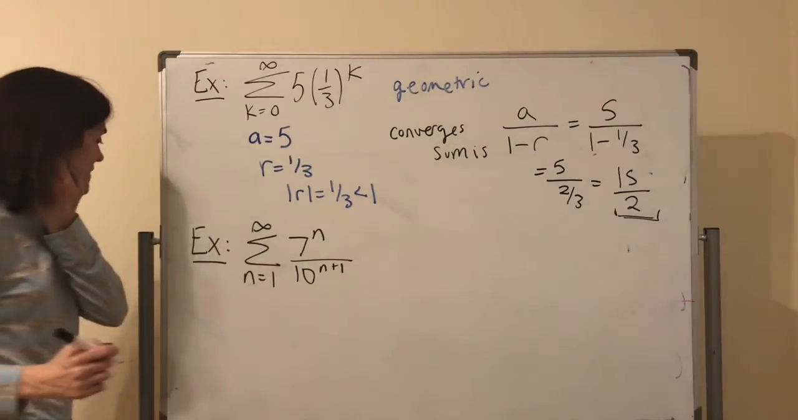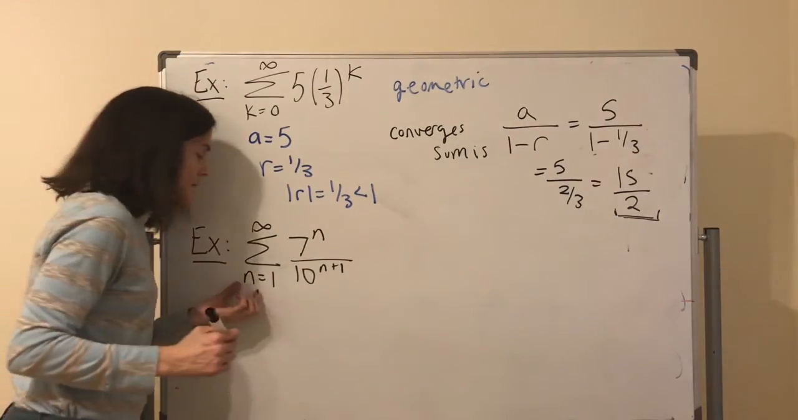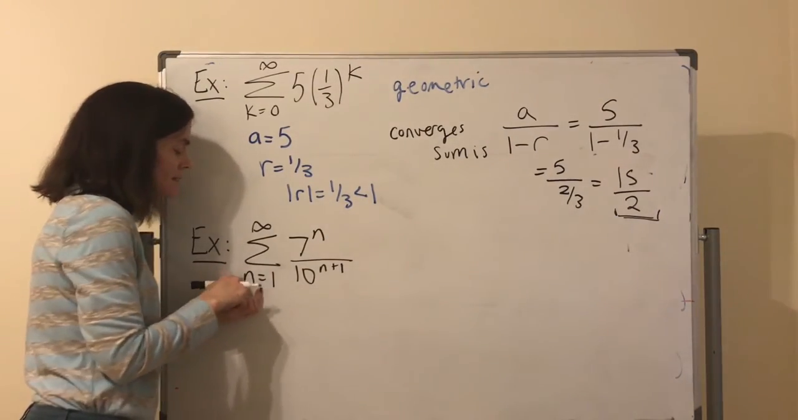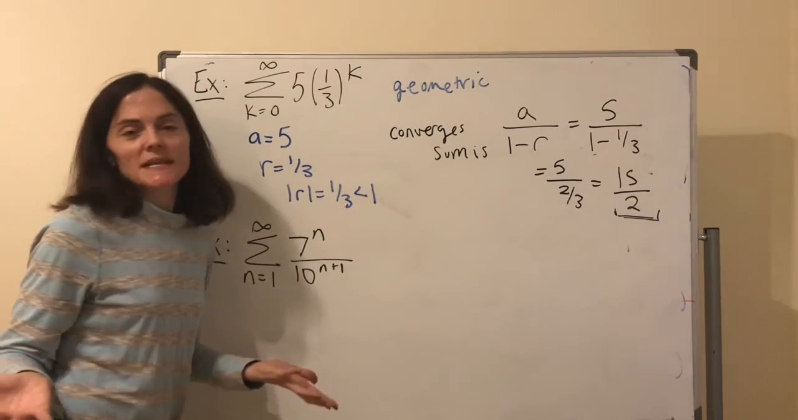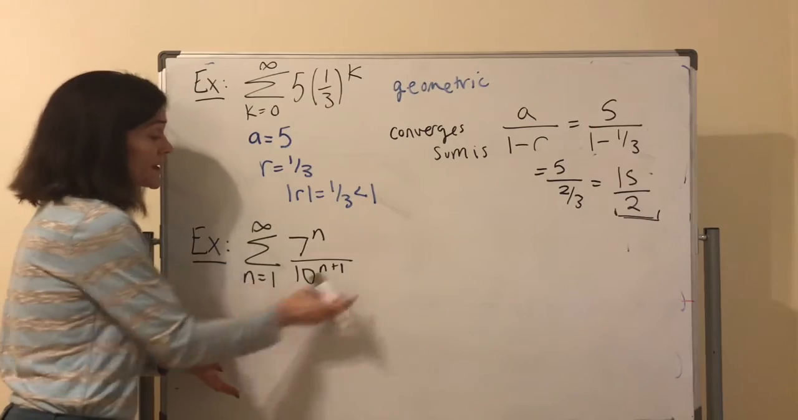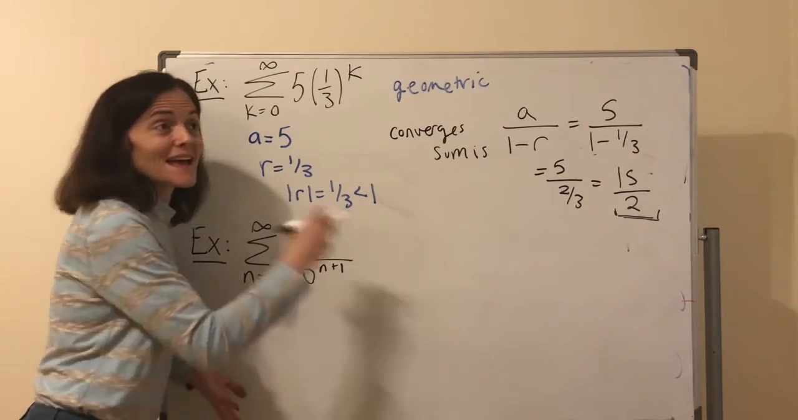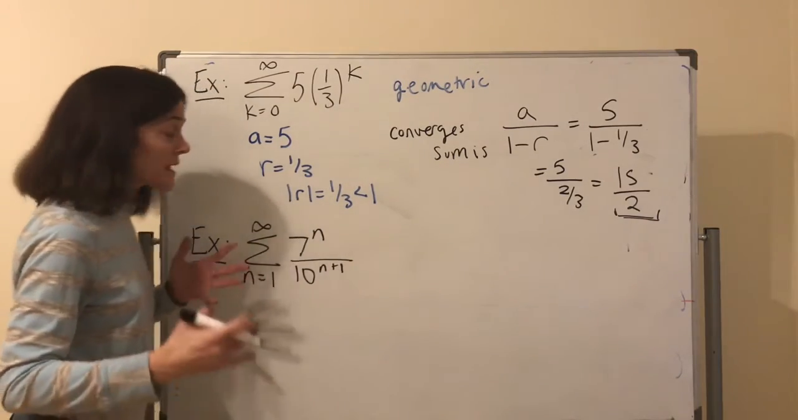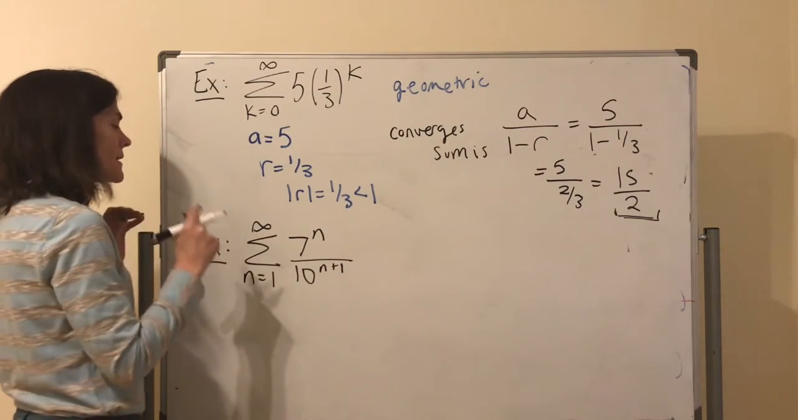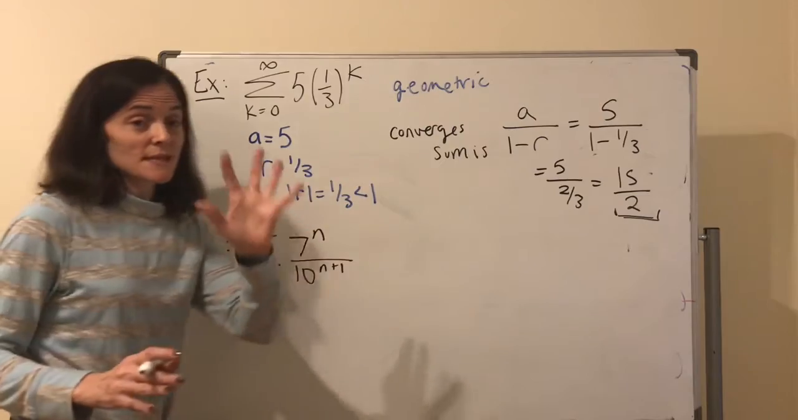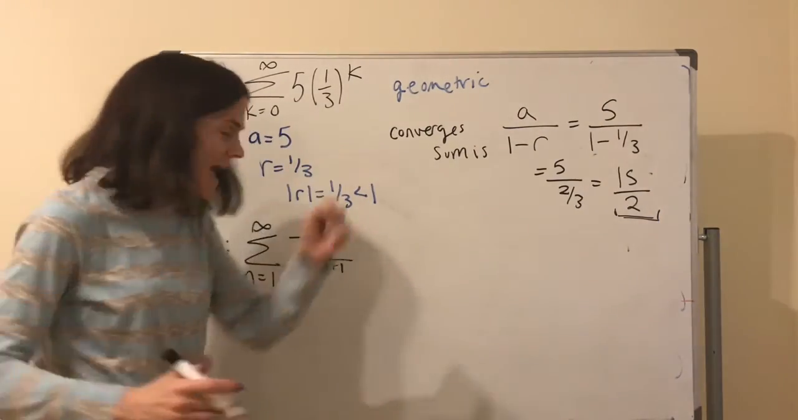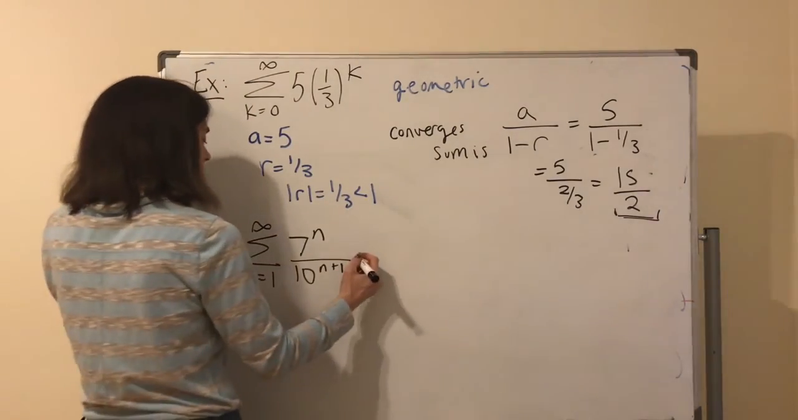Now here, this is another one. You will notice my letter, I'm using the sum as n, not k. This really doesn't matter. We could be summing over j, or over i, over n. Whatever your letter is, it's fine, okay? Now, this one starts at 1, and we also don't see an r to the k. But we do have something geometric.